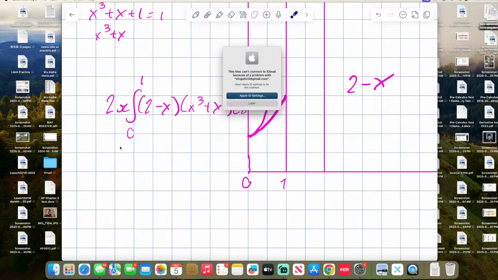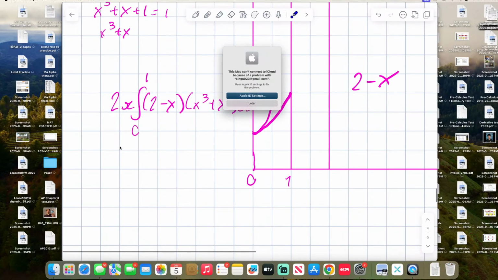Why can't we just put 1 instead of 2 minus x? You cannot put 1 because the radius is not always 1. So let's just say it's from here to here. So here's a question. Why can't it be 1? Because the radius is different each time.